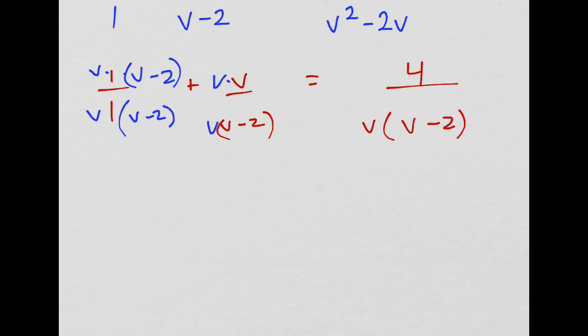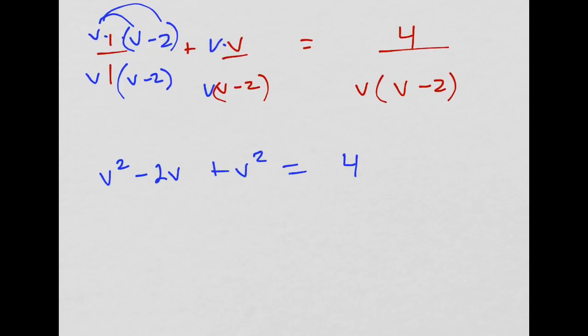Okay, so here, I have a common denominator now. I would distribute, v times 1 is still v. That's why I'm only distributing the v, because v times 1 is still v. So I get v squared minus 2v plus v squared equals 4.